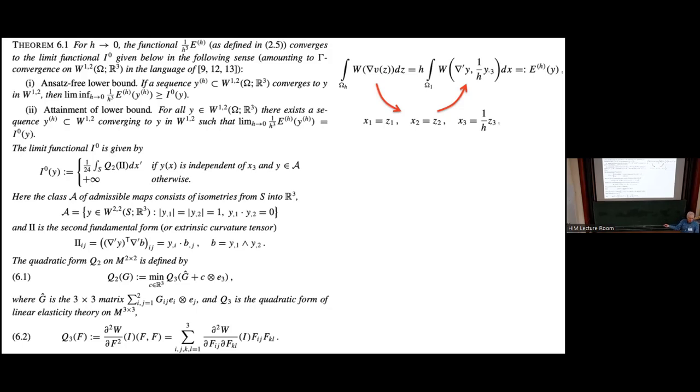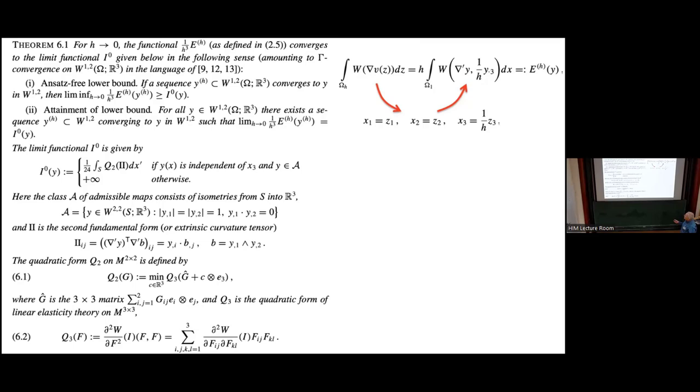It's also been extended to shell theory so that your reference domain, the stress-free domain, could be curved. But anyway, this is the case where the reference domain is flat. You divide by the thickness of the sheet, and then there's an ansatz-free lower bound. There's a lower bound, and then there's a sequence which obtains asymptotically the lower bound. And the limiting functional is the functional of Kirchhoff's plate theory. So that's a rigorous derivation of Kirchhoff's plate theory, which is here.